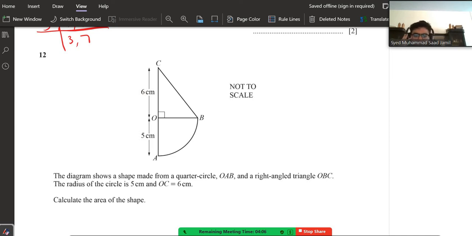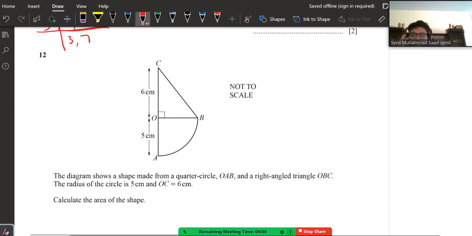Alright, we will first find the area of the triangle. So area of the triangle is how much? Half into base into height, which is half. Base is 5, because if the radius is 5, the base is going to be 5. Multiply by height. Height is 6. So this turns out to be 5 6s are 30. 30 divided by 2 is 15.